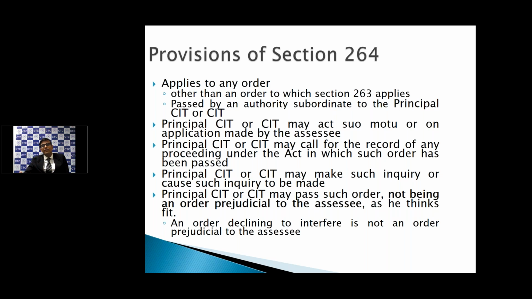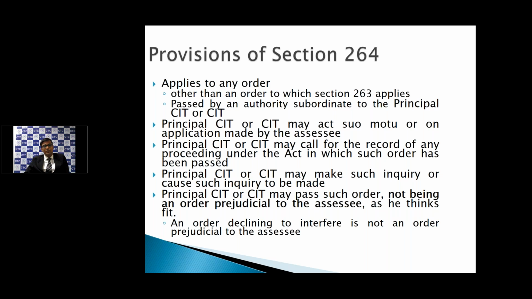In a way, it could mean that, for example, the assessee makes a revision petition under section 264 and the CIT examines the record, and according to him, whatever order has already been passed is a proper order, and therefore the CIT declines to interfere. The assessee cannot take a plea that this declining to interfere is against my interest, and such an order cannot be passed under section 264.